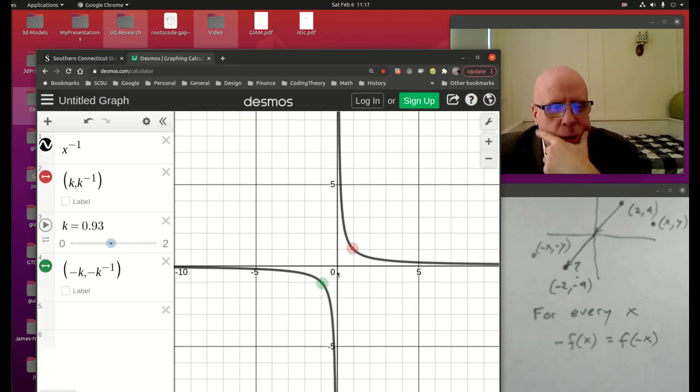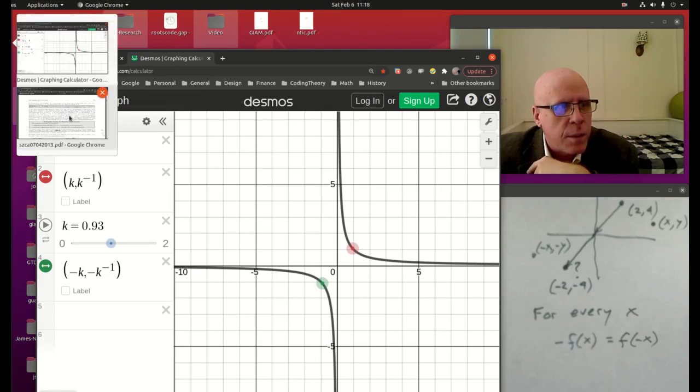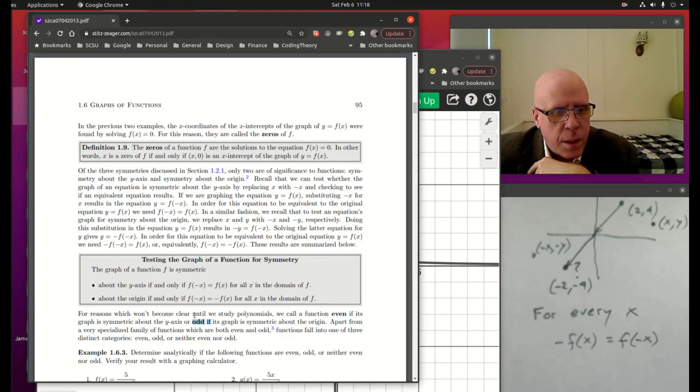So again, the x-coordinates are negatives and the y-coordinates are negatives, or as they put it in the book, f of minus x is the same thing as the negative of f of x.